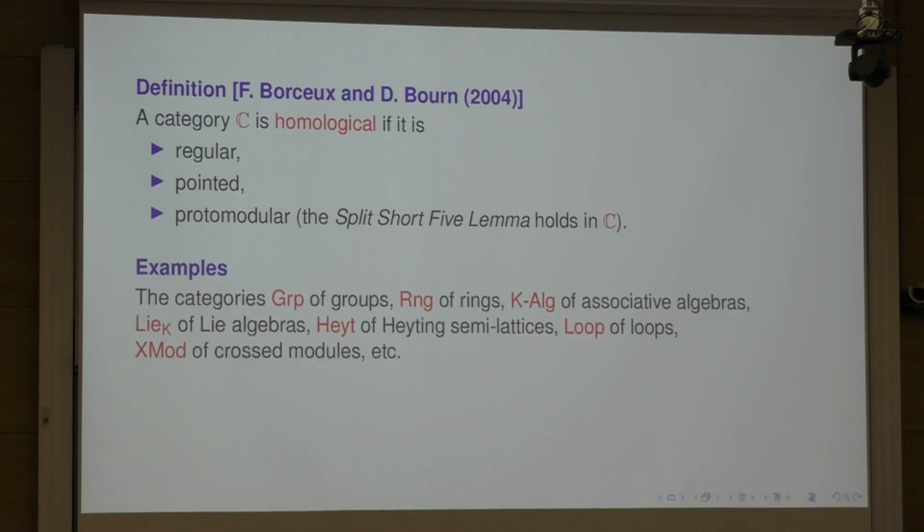And we have plenty of nice examples. We have groups, of course, and rings, associative algebras, Lie algebras, Heyting semilattices, loops, or crossed modules. All these are examples of varieties of universal algebras, so these categories are not only homological, but they're also semi-abelian in the sense that they are Barr exact. And then we also have cocommutative Hopf algebras, topological groups, C-star algebras, the dual of pointed sets, or any regular additive category.